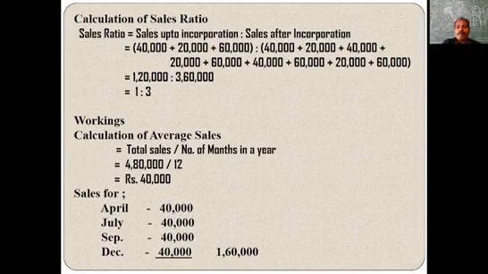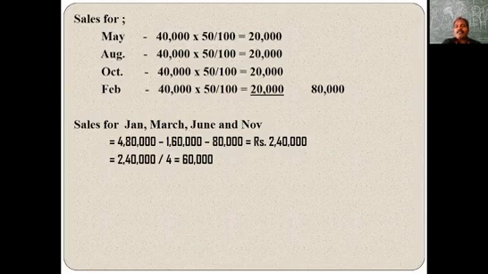Total sales 4,80,000. From the previous slide, we worked out sales for April, July, September, December as 1,60,000. First we deduct the 1,60,000 from total sales, then we deduct this amount from here. Then the remaining sales is 2,40,000 for the months January, March, June and November. So how to calculate for each and every month? The remaining sales 2,40,000 divided by the remaining months, 4. So 2,40,000 divided by 4, we get 60,000 for January, March, June and November. With the help of this information we should find out the sales ratio.